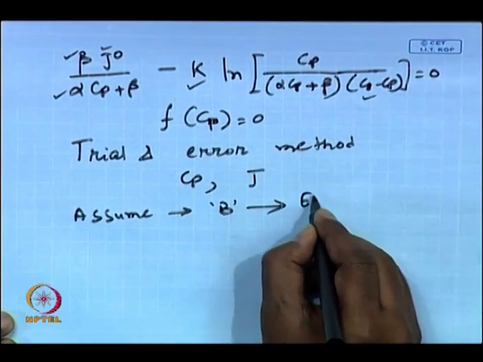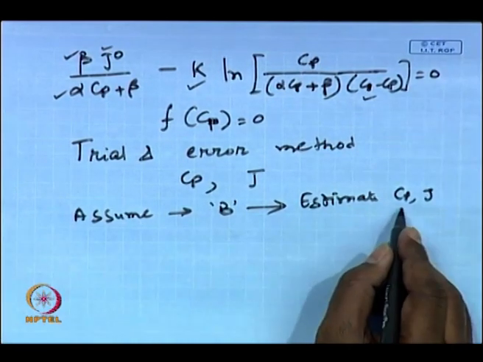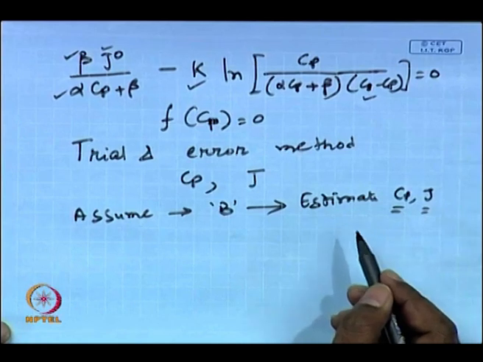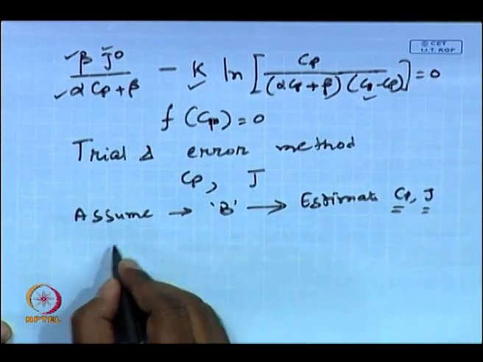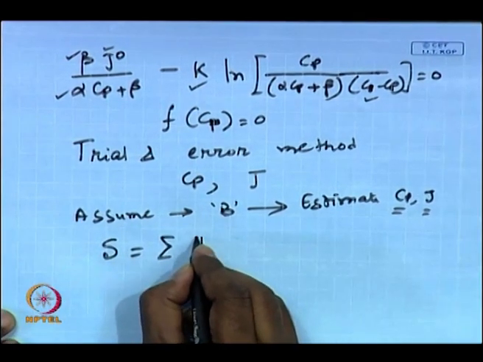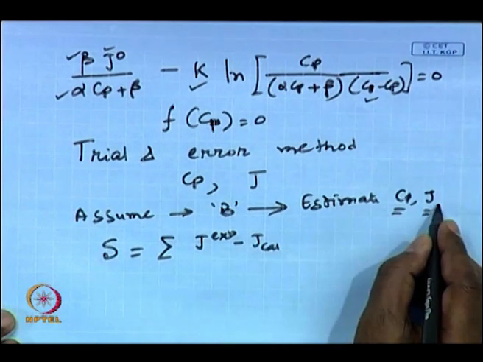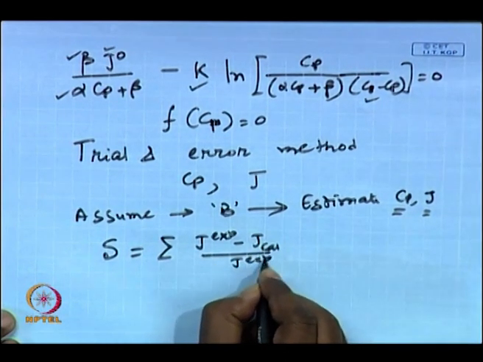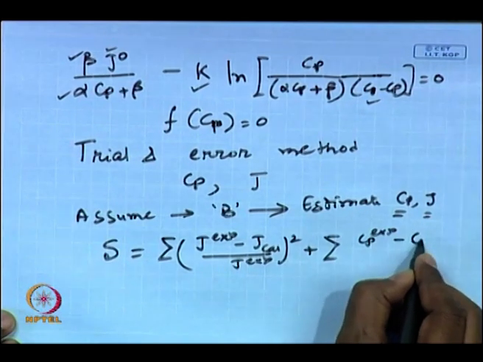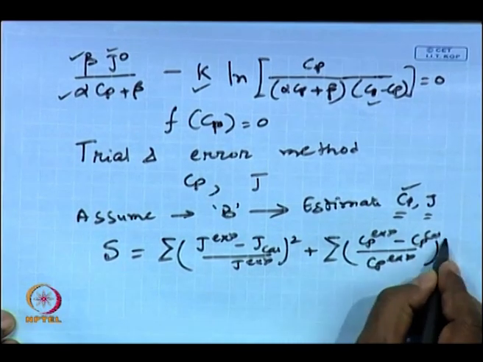Now, we estimate Cp and J and compare these calculated values of Cp and J for various operating conditions with the experimentally measured values, and you create an objective function S as the summation of J experimental minus J calculated, divided by J experimental, squared, plus the summation of Cp experimental minus Cp calculated, divided by Cp experimental, squared.